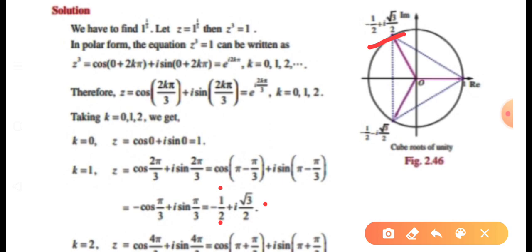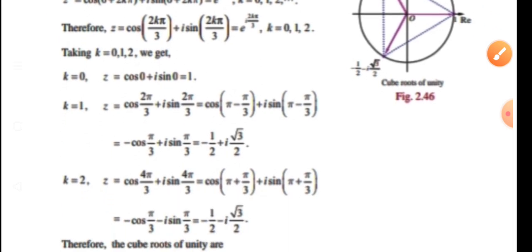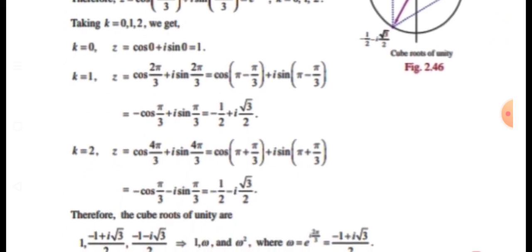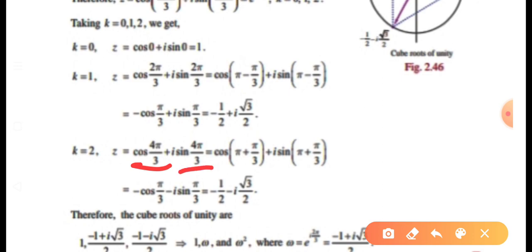First we put k is equal to 0. We have z equal to 1, that is 1 plus i 0. So we mark the point on the x-axis, that is the real axis, positive only. Next we are going to find the third one. If k is equal to 2, then we get the answer z equal to cos 4π by 3 plus i sin 4π by 3.